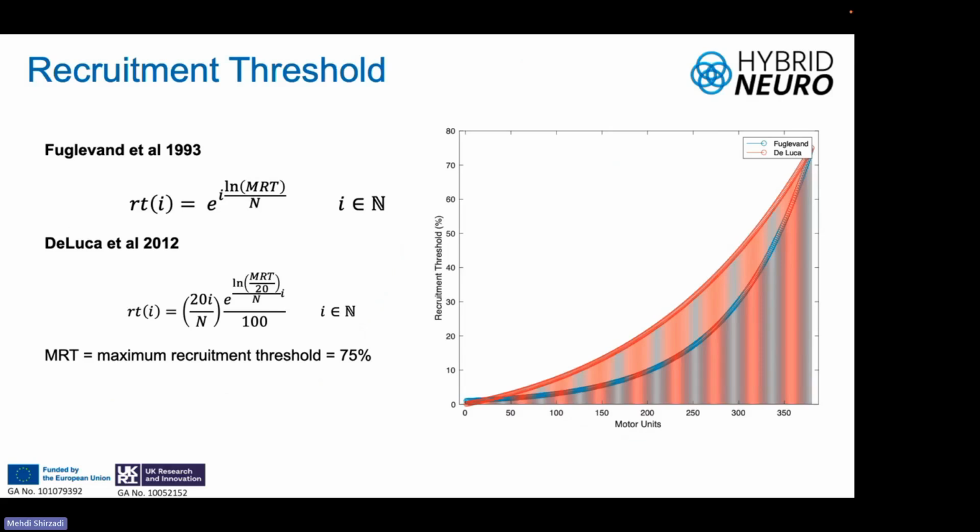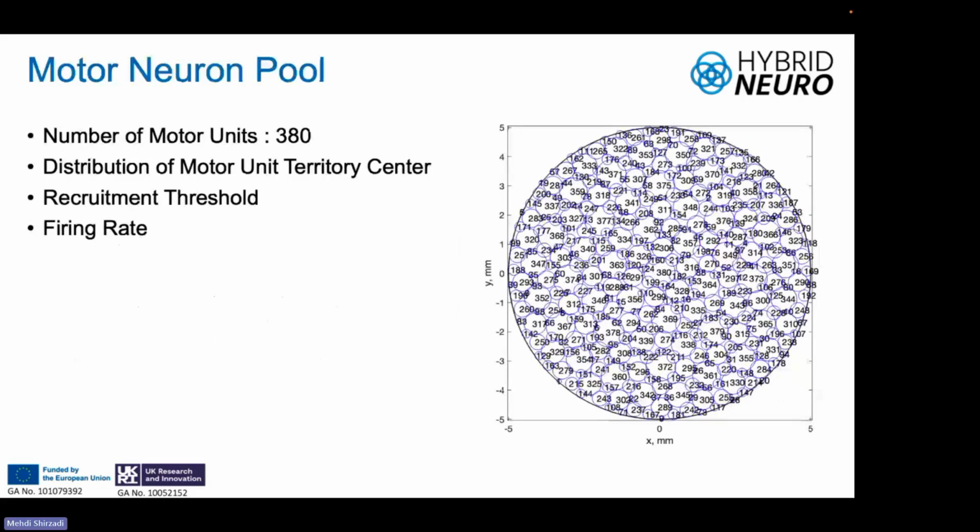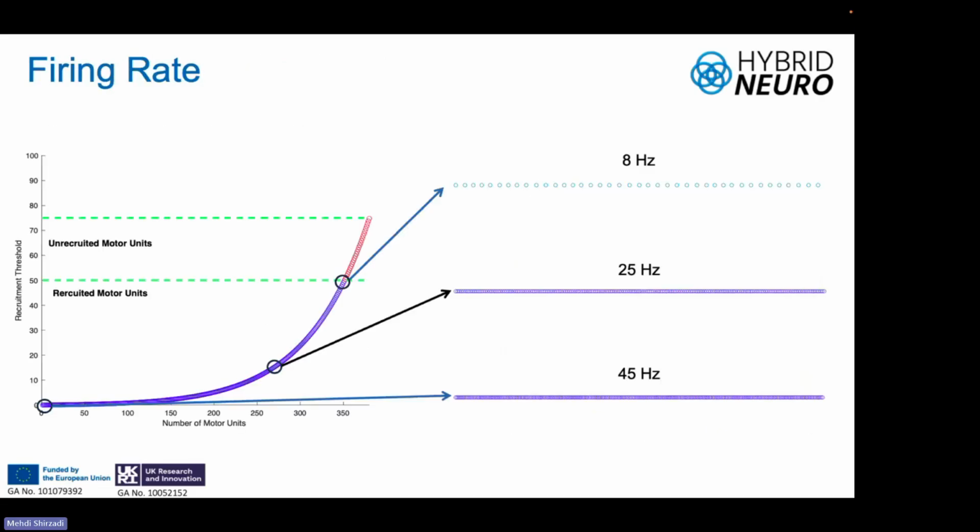So for the recruitment threshold in the literature, there are different models that were proposed by Fuglevand and De Luca. Generally, based on the exponential shape, you can see the difference here in this specific muscle. We use the Fuglevand model, of course. And after the recruitment threshold, we need to assign a firing rate for each one of these motor units.